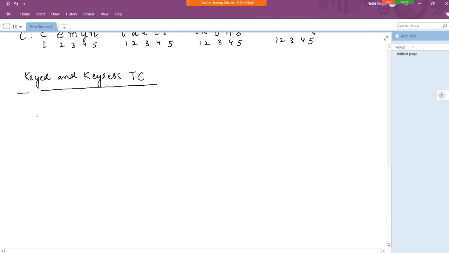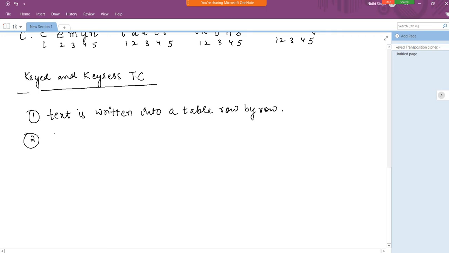So basically there are 3 steps involved in the encryption process. The first one is you have to write your plain text, or you can say the plain text should be written into the table, row by row. We did the same process in keyless.